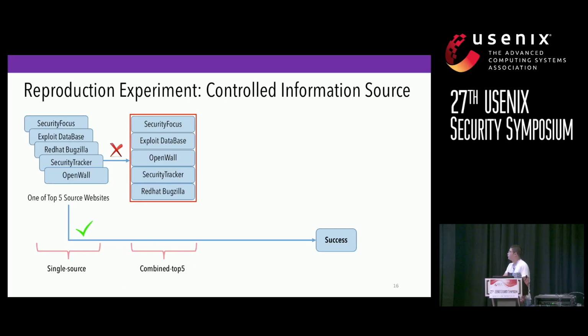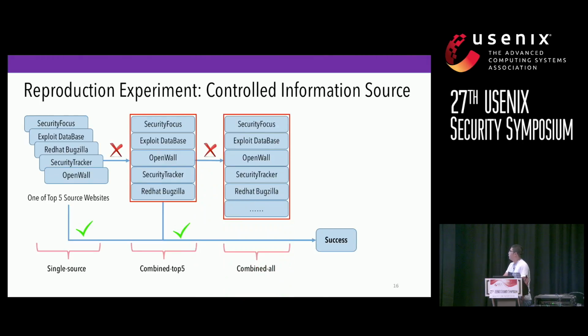we will combine the top five source websites to reproduce the vulnerability. If reproduced, the job is done. Otherwise, we will combine all the source websites to trigger the vulnerability. If reproduced, we made it. But if combining all still fails, we will take it as a failure. All those three information sources will use the previous workflow.